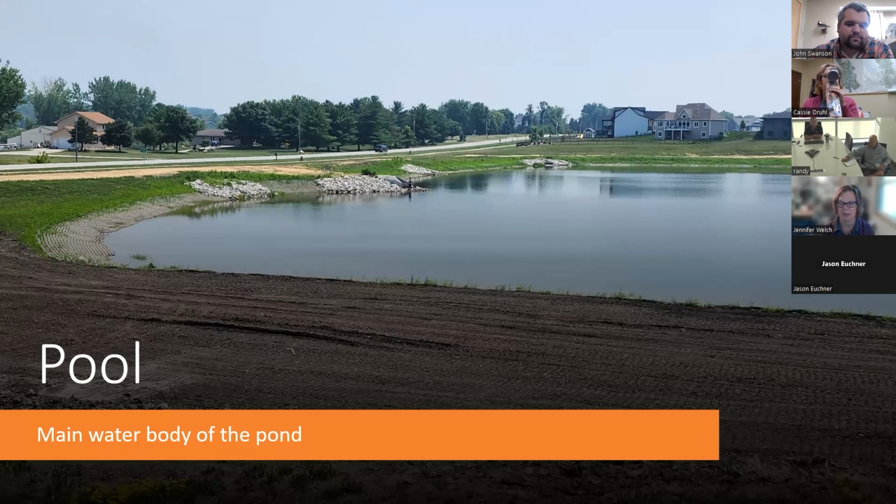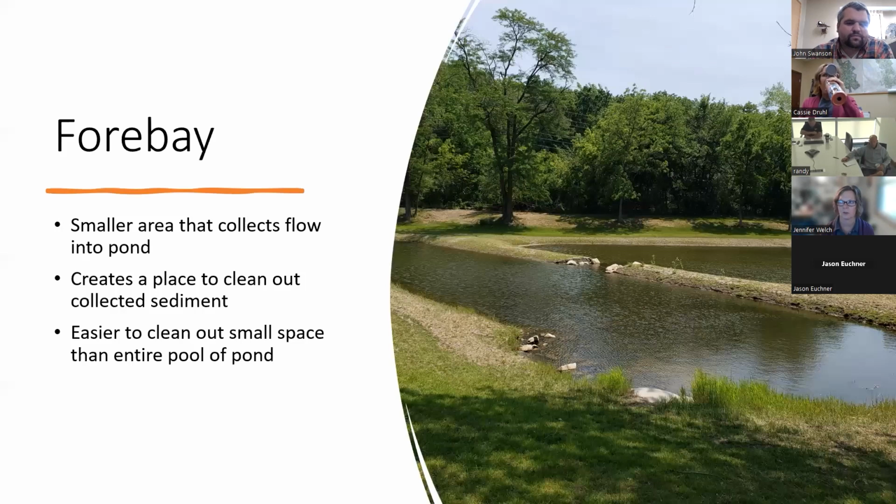That seems kind of basic, but as we look at some of the other things, it starts to hone in. A forebay. Not every pond has a forebay, but it's worth understanding if your pond does have one, what you're looking at and why it's there. So a forebay is a smaller area that often collects the flow into a pond. It creates a place to be able to clean out any collected sediment that's flowing into the pond. And it's easier to clean out that small space than the entire pool of the pond or dredging the entire pond.